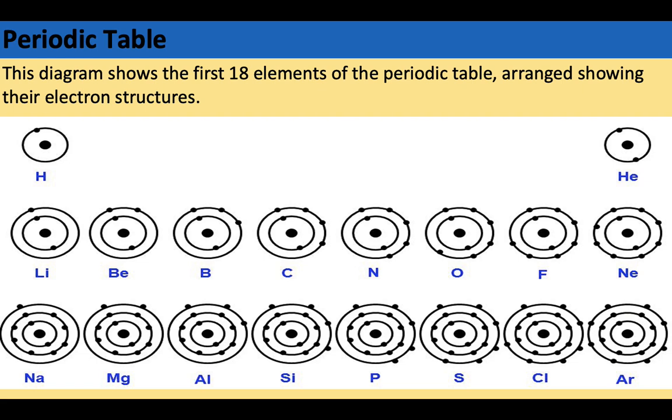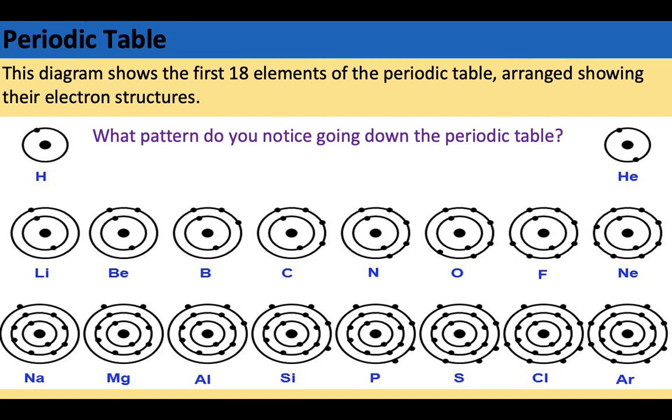This diagram shows the electronic structure of the first 18 elements found in the periodic table. And we're looking at a couple of patterns from this diagram. So going down the periodic table, you should notice that the number of electron shells increases as you go down each row, as you're going down each period of the periodic table.